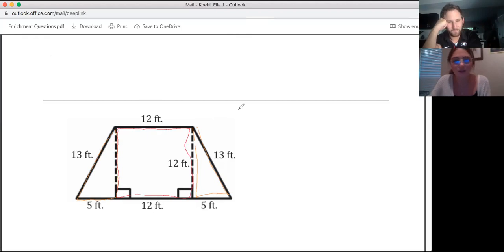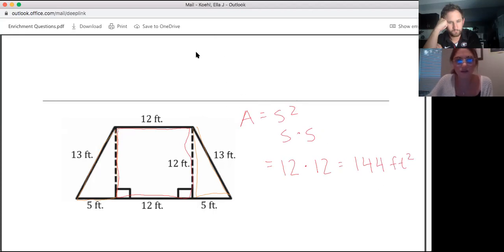So in order to find the area of all of this, let's first start with our square. So the area for a square is side squared, or side times side. So we have 12 times 12, which is 144 feet squared.